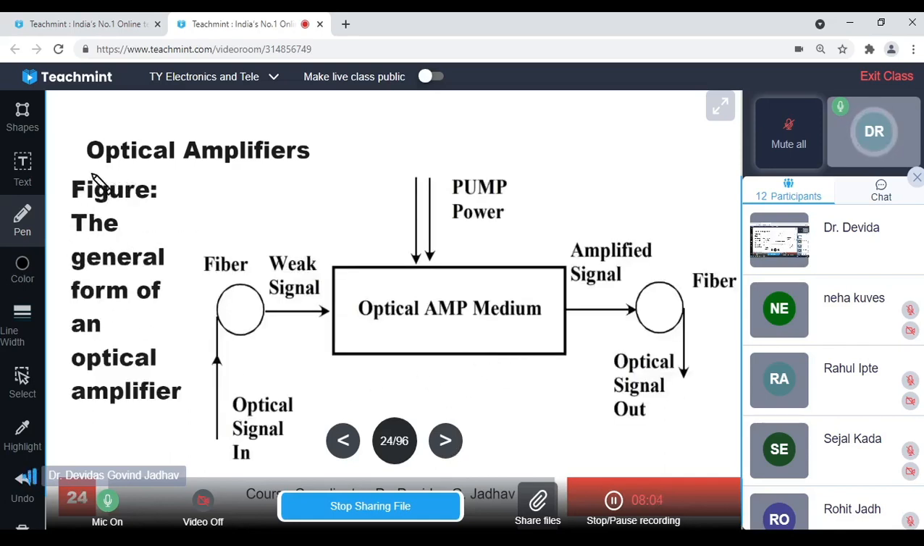So this is the block diagram of the general form of an optical amplifier. The weak signal is fed, and the optical amplifying medium is there, where pumping of power, either electrical or optical, is provided, and the amplified signal is achieved.